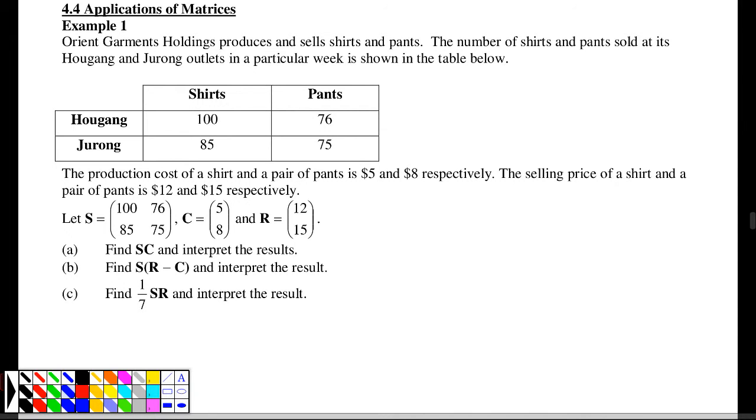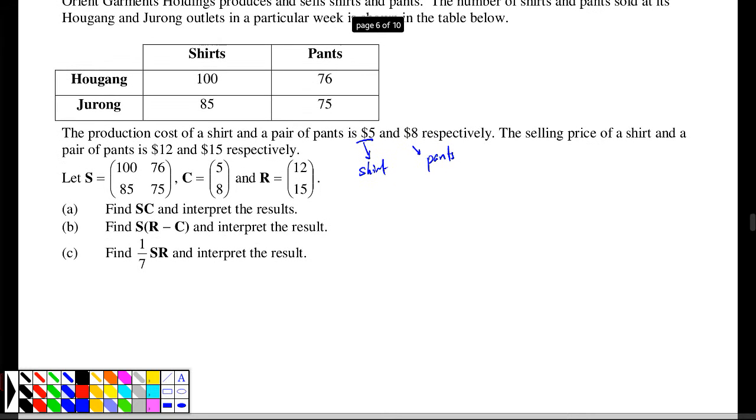So the production cost of a shirt is 5 and 8 respectively. You are all used to underlining, so maybe you can underline and say this is shirt, this is pants. But if you don't, it's fine because it's not a lot of data anyway. The selling price is 12 and 15, so we just leave it as it is. Let S be this, let C be that, and R be that.